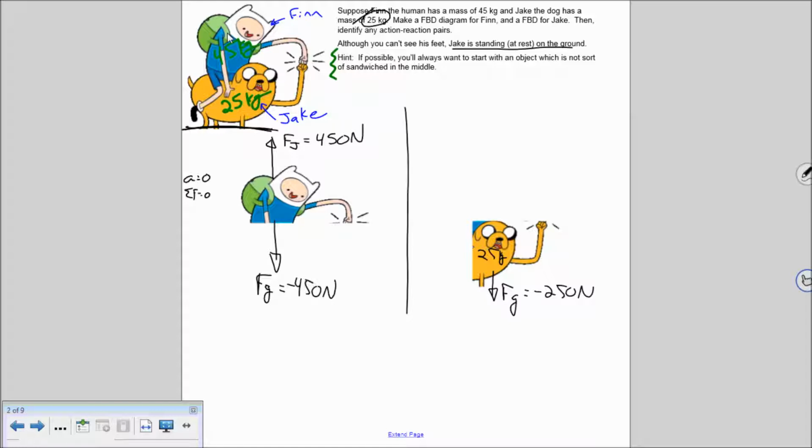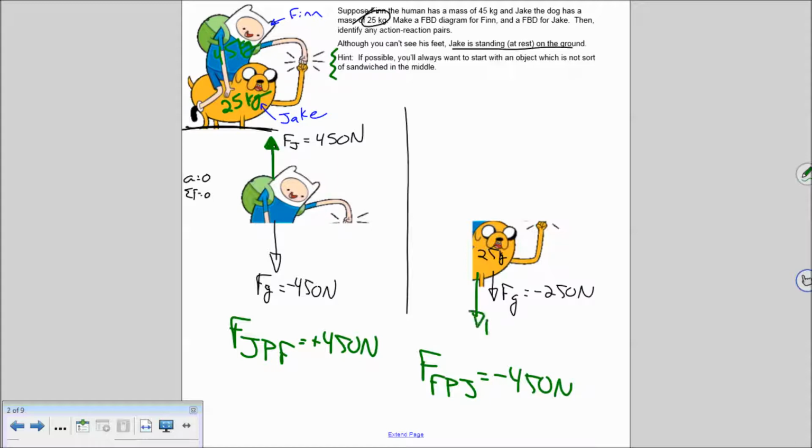Now, this is Newton's third law. Check it out. Over here, we know that Jake is pushing up on Finn with 450 newtons, so there's the force of Jake pushing Finn, positive 450 newtons. Well, that means there has to be a reaction force, the force of Finn pushing Jake with a force of negative 450 newtons. That means there's another force here, the force of Jake. No, sorry, force of Finn. Finn is pushing down on him with a force of negative 450 newtons.